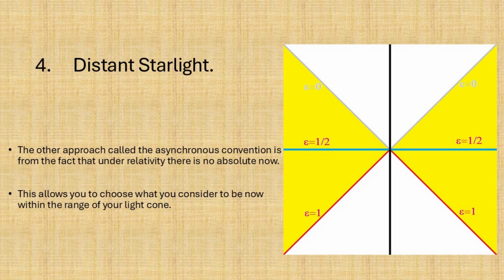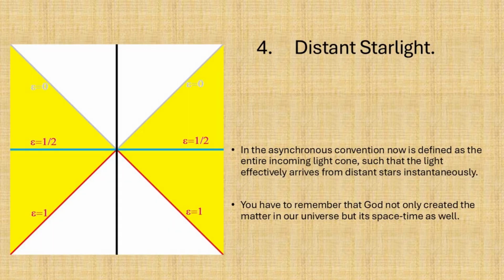The other approach, called the asynchrony convention, is from the fact that under relativity there is no absolute now. This allows you to choose what you consider to be now within the range of your light cone. In the asynchrony convention, now is defined as the entire incoming light cone, such that light effectively arrives from distant stars instantaneously. You have to remember that God not only created the matter in our universe, but its space-time as well.